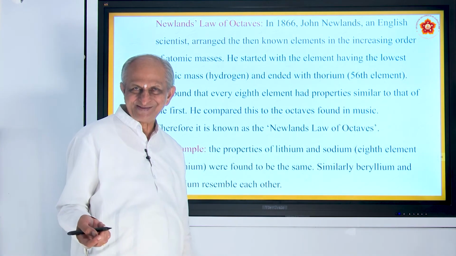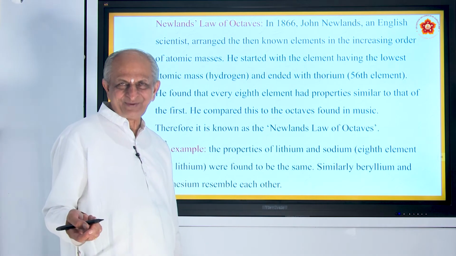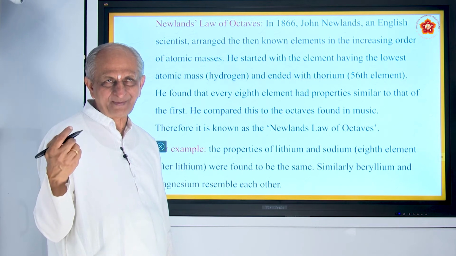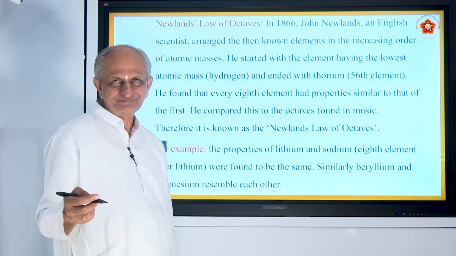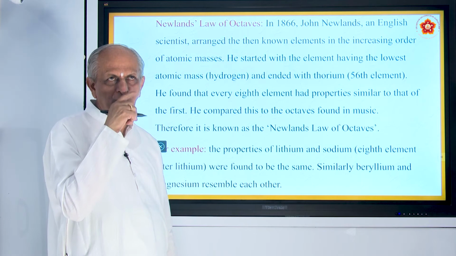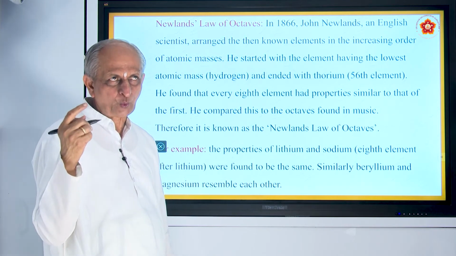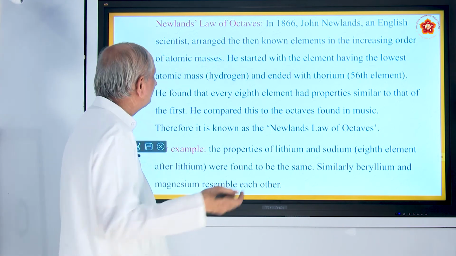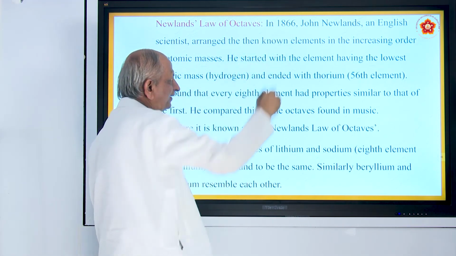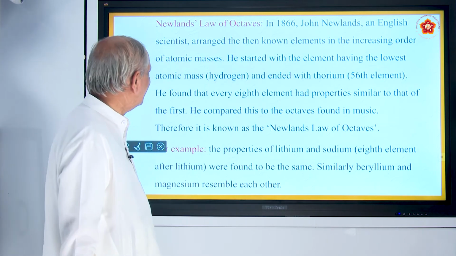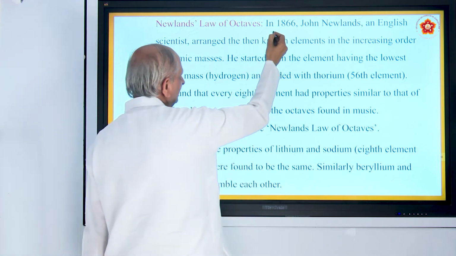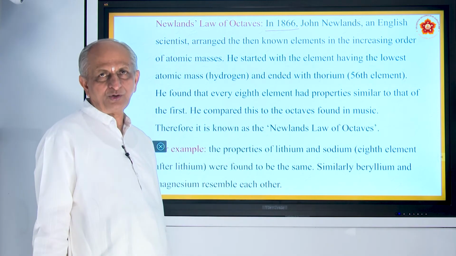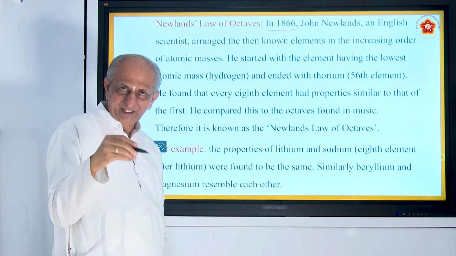What is the solution? See, that is what you say. For anything new, there should be some problem. Is it not? So there should be some question to be answered. So what is the next? Then came John Newlands. He is an English scientist. In the year 1866, he discovered one more law, or he arranged it in another way.